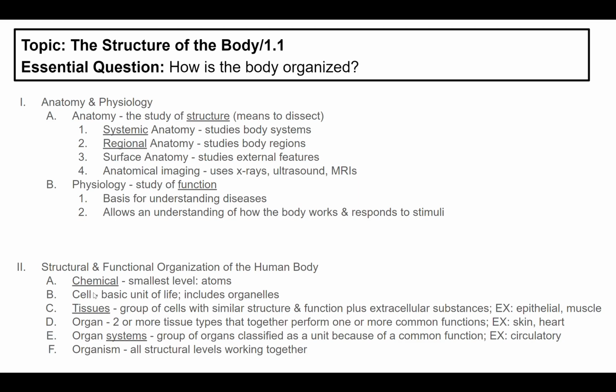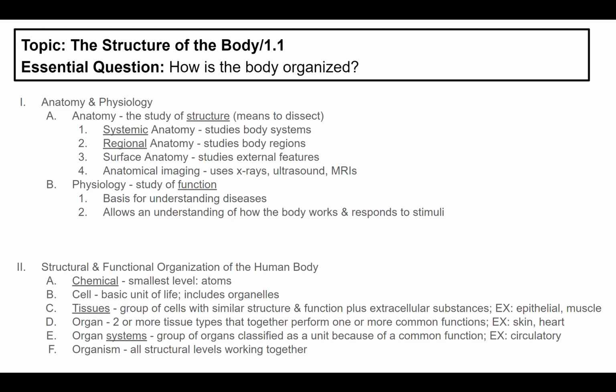Then the next level up in complexity is the tissue. A tissue is a group of cells that have similar structures and functions, plus there's some extracellular substance there that gives it some characteristic. So for example, epithelial tissue and muscle tissue are two examples. And we'll look at more of those in detail in the next chapter. But a tissue is just a group of cells that work together to perform a specific function.